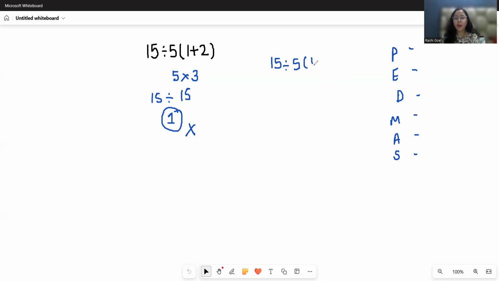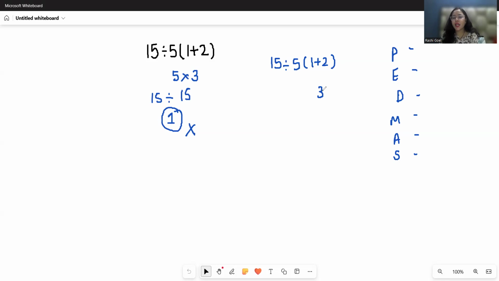So first solve the parenthesis if given. Yes, given: 1 plus 2 is 3. Then exponent, no exponent is given. Then division, multiplication or multiplication, division, both have the same priority. Just solve it from left to right. Similarly, addition, subtraction or subtraction, addition, both have the same priority. Just solve it from left to right.